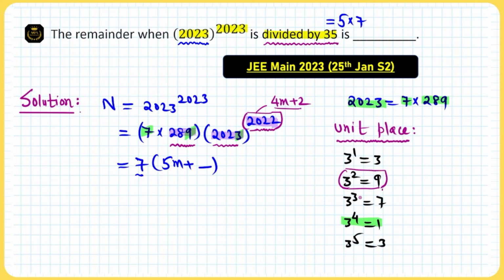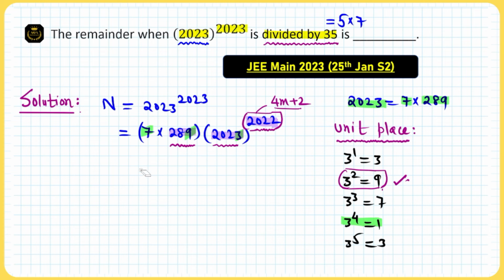3 raised to 6, again you will get 9 at unit place. 3 raised to 10, again you will get 9 at unit place. So basically, because we are interested only in the digit at unit place, in this number 2023 raised to the power 2022, the digit at unit place will be 9.